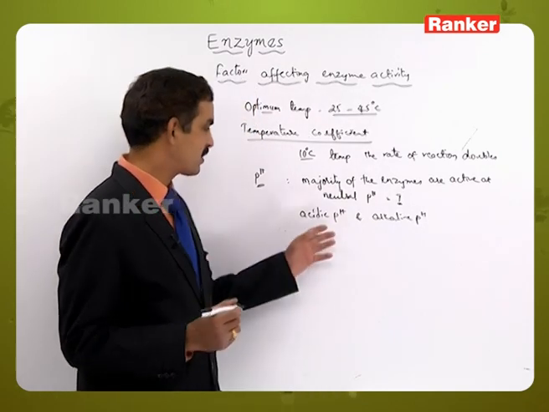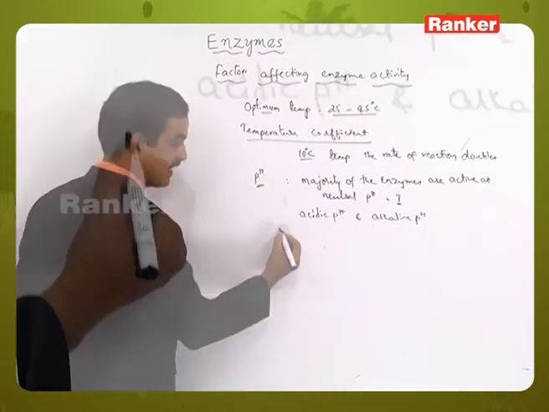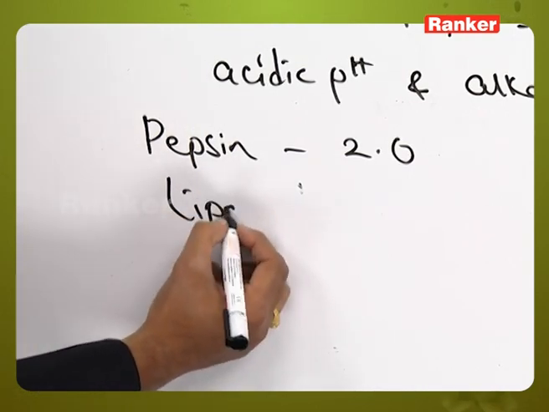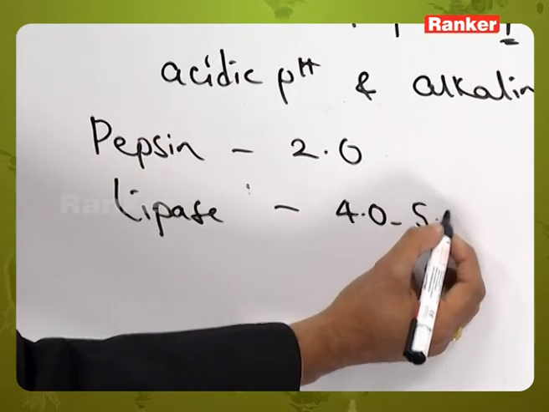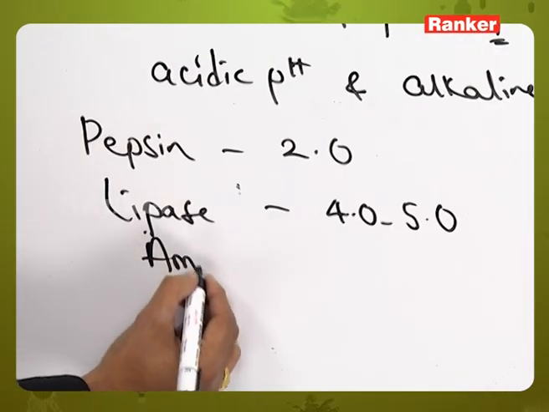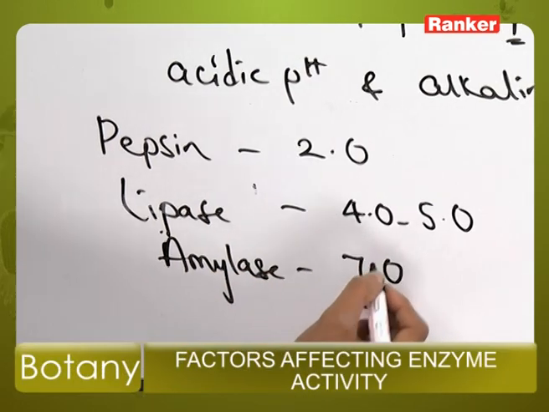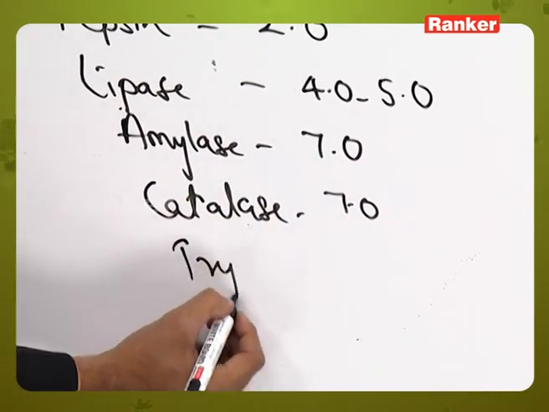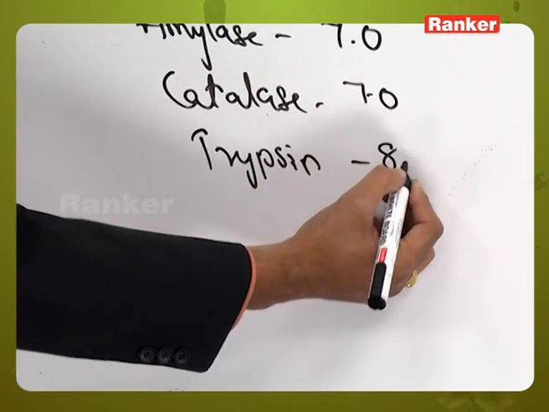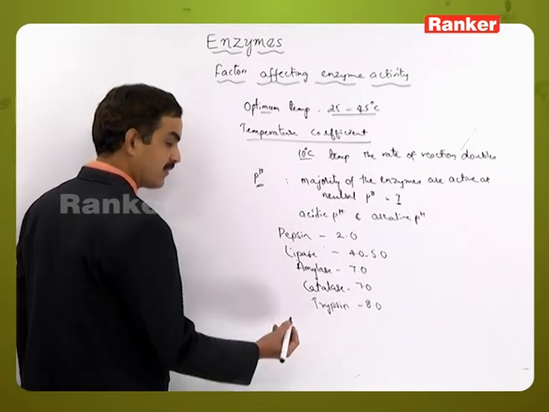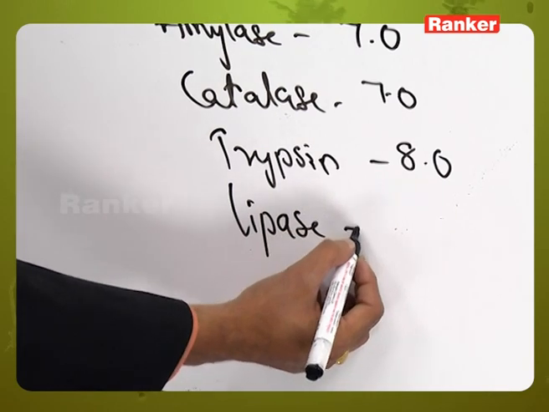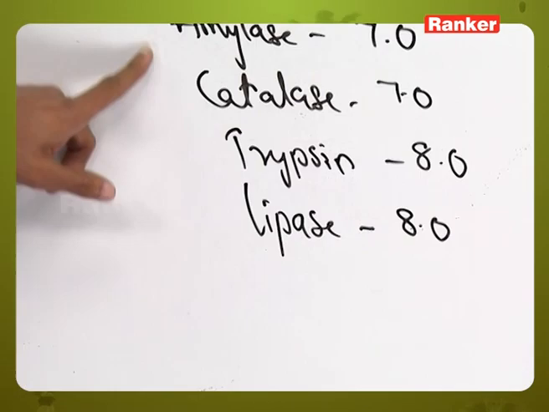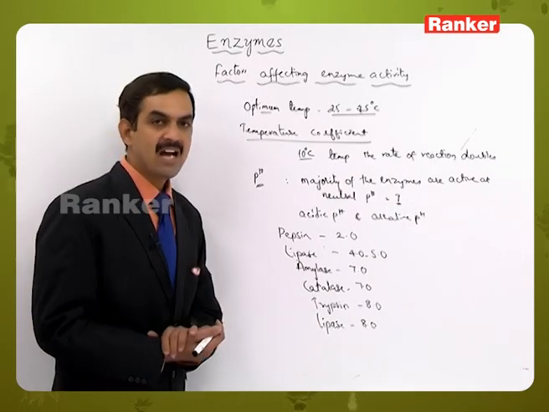Let us take some examples which are active at acidic, neutral and alkaline pH, like pepsin, which is active at pH 2, and lipase, which is active at pH 4 to 5, and amylase, which is active at neutral pH, that is 7. Catalase is also active at neutral pH, that is 7. And trypsin is active at a slightly alkaline pH, that is 8. And lipase is another example which is also active at pH 8. Likewise, some of them are active at acidic pH, the majority at neutral pH, and some at alkaline pH.